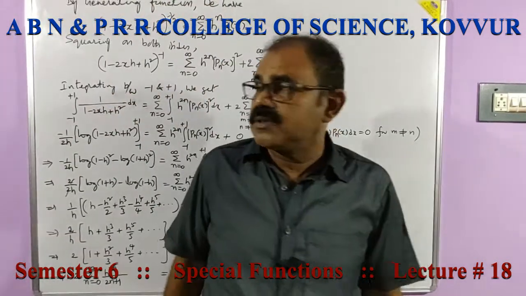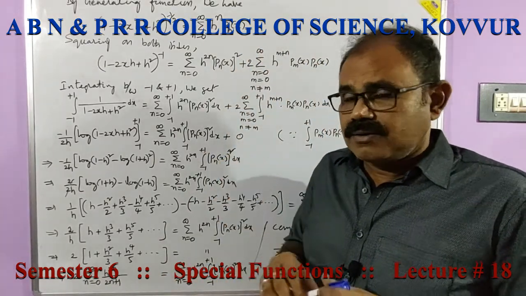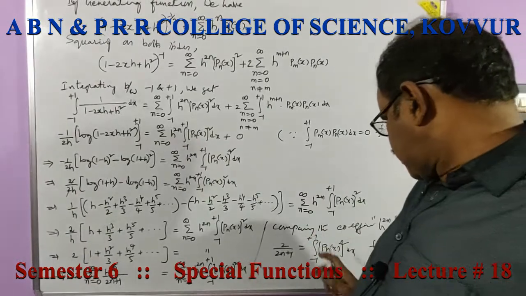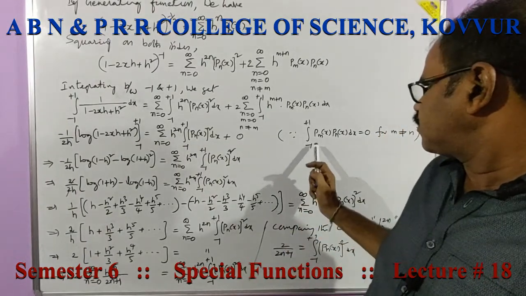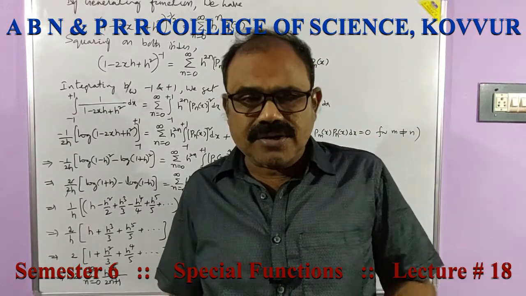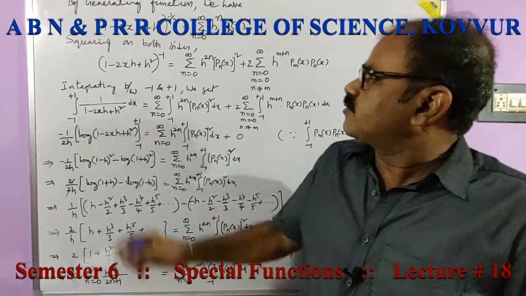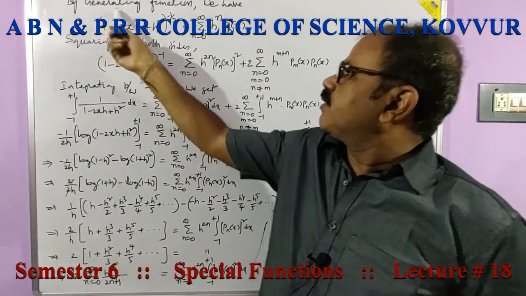We have seen case 1, that is when m is not equal to n, the integral from minus 1 to plus 1 of Pm(x) Pn(x) dx is equal to 0. Now we shall see the second case, for which we take this one.